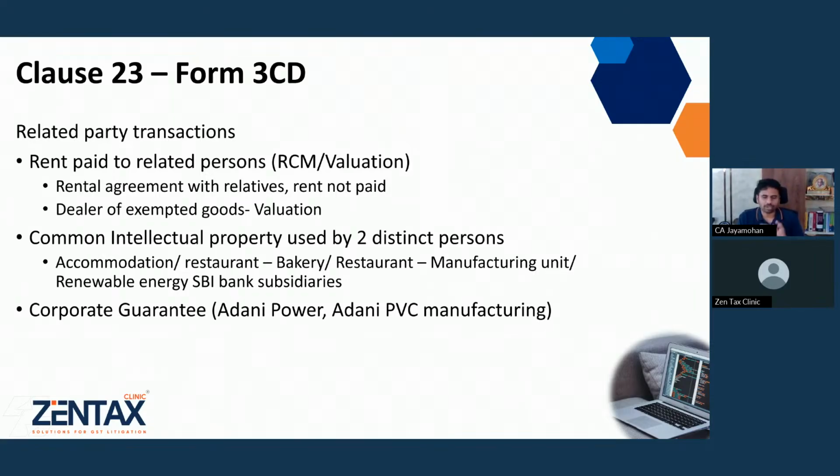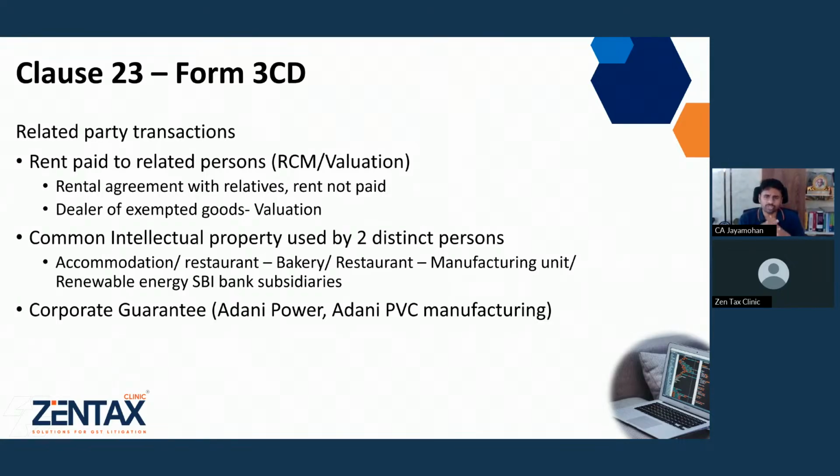Next comes the corporate guarantee. Corporate guarantee is also of the same nature. For easier understanding, I have taken Adani Power and Adani PVC Manufacturing Company, the PVC pipes manufacturing company, which is a separate entity of the Adani Group. So these two groups are there, and say, for example, a corporate guarantee is being given to Adani PVC Manufacturing by Adani Power, which is dealing in renewable energy, solar power or wind power. They are completely dealing in exempted supply.